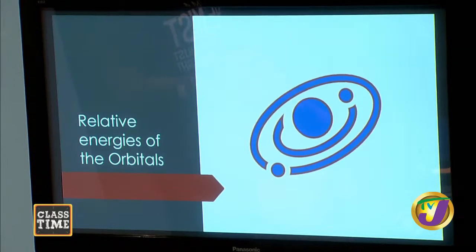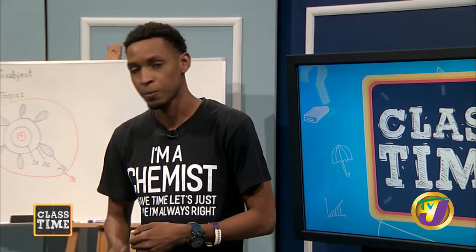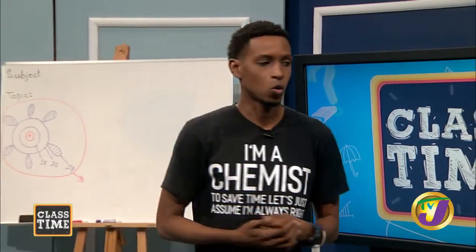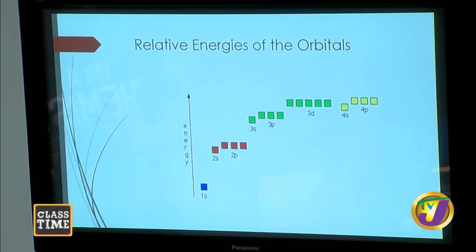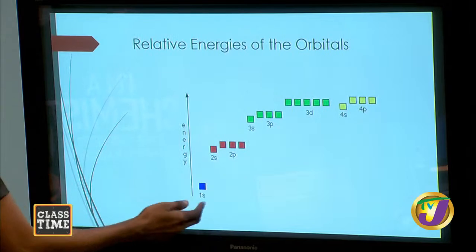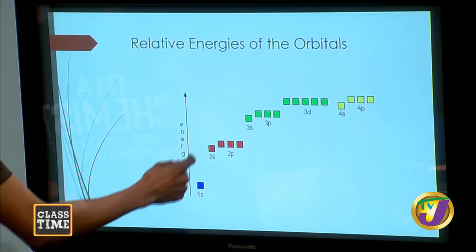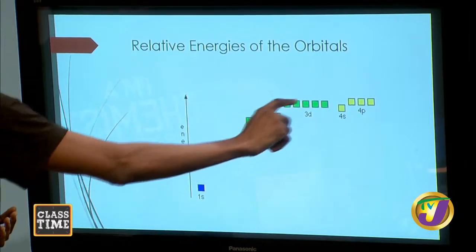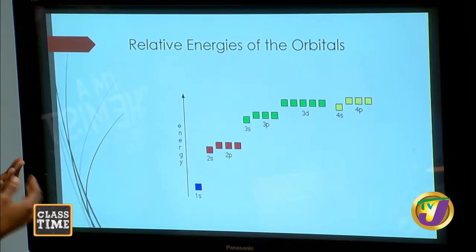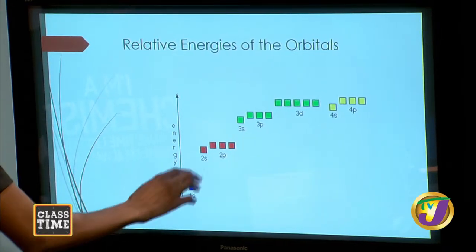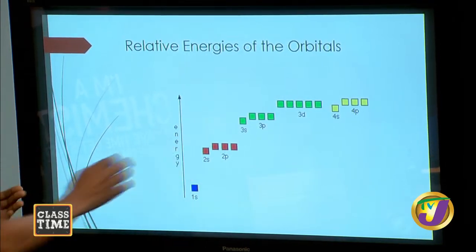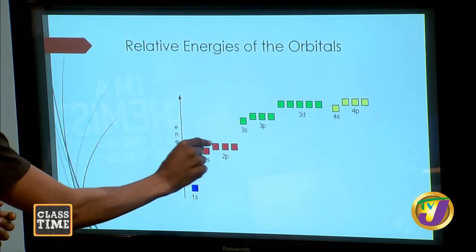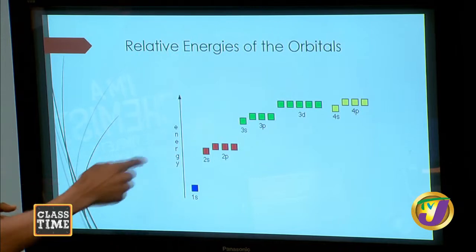Now let's look at the relative energies of these orbitals. Let's start with the 1s, because the 1s orbital is the lowest in energy. You can see that there's a clear energy difference between the 1s and the second energy level, the third energy level, and the fourth, and so on and so forth. So after the 1s, you have the 2s and the 2p orbitals. You see that the 2p is slightly higher in energy than the 2s.